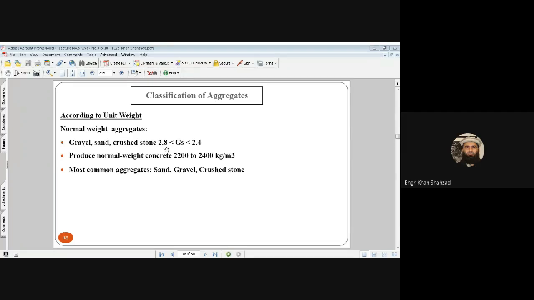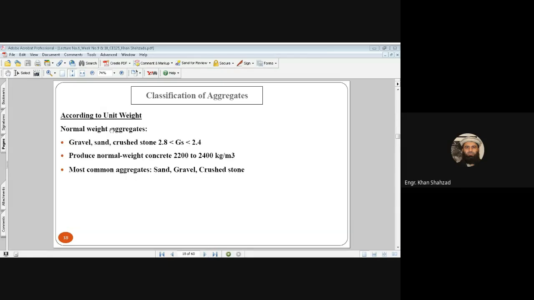Gravel, sand, and crushed stones, with specific gravity in between 2.4 and 2.8, are called normal weight aggregates. They produce normal weight concrete having a density of 2,200 to 2,400 kilogram per cubic meter. Most common aggregates are sand, gravel, crushed stones, etc.